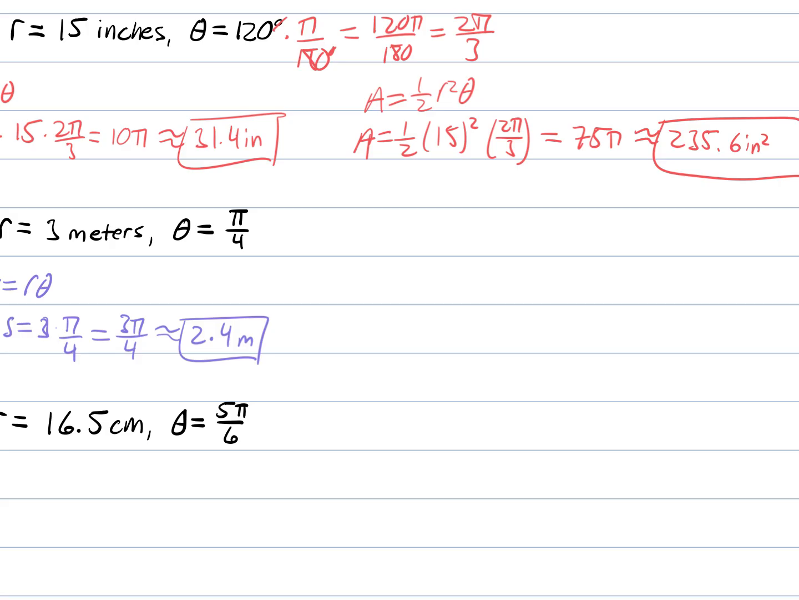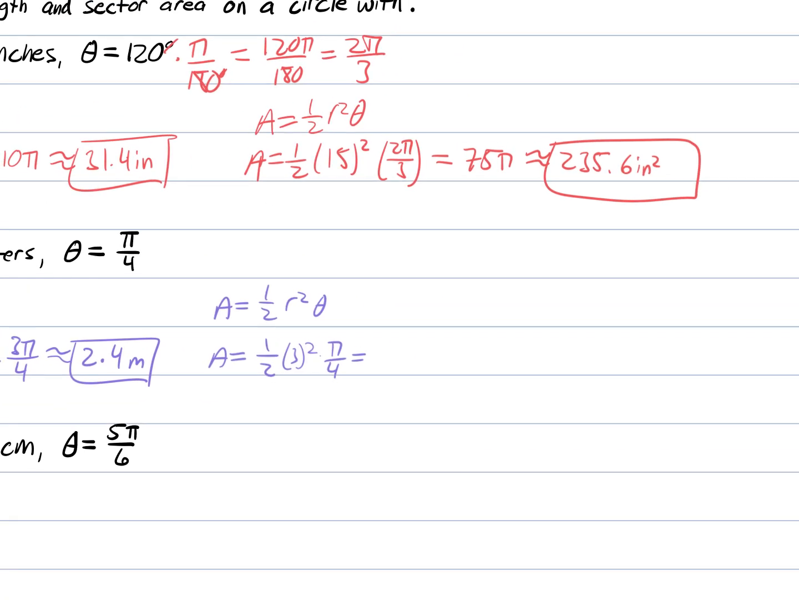Then you can do the same thing with my area formula, 1/2 r squared theta. So it's going to be area equals 1/2 times 3 squared times pi over 4, which is going to get you 9 pi over 8. And 9 pi over 8 is about 3.5 square meters. Include your units.